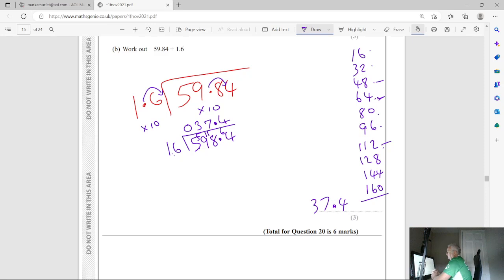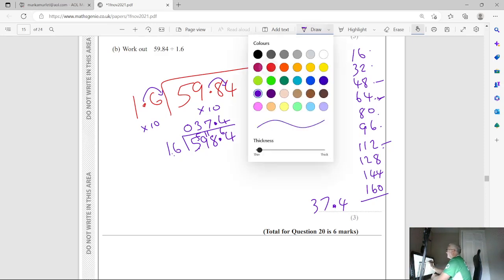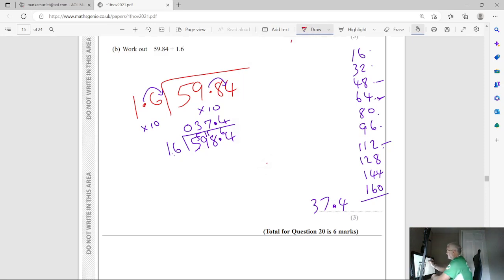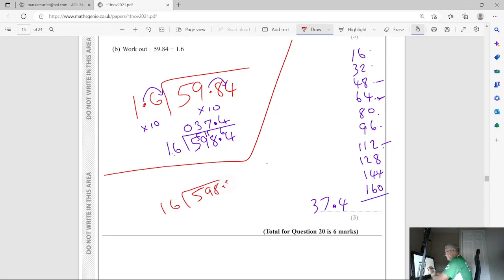Now, I did say I would show a different way for that one. Again, if you don't like doing anything that borders on long division in relation to bigger numbers, you could say if I've got 16 and 598.4, if I look to half of that number, that's going to give me 8. And providing it ends in an even number, we can always half it.